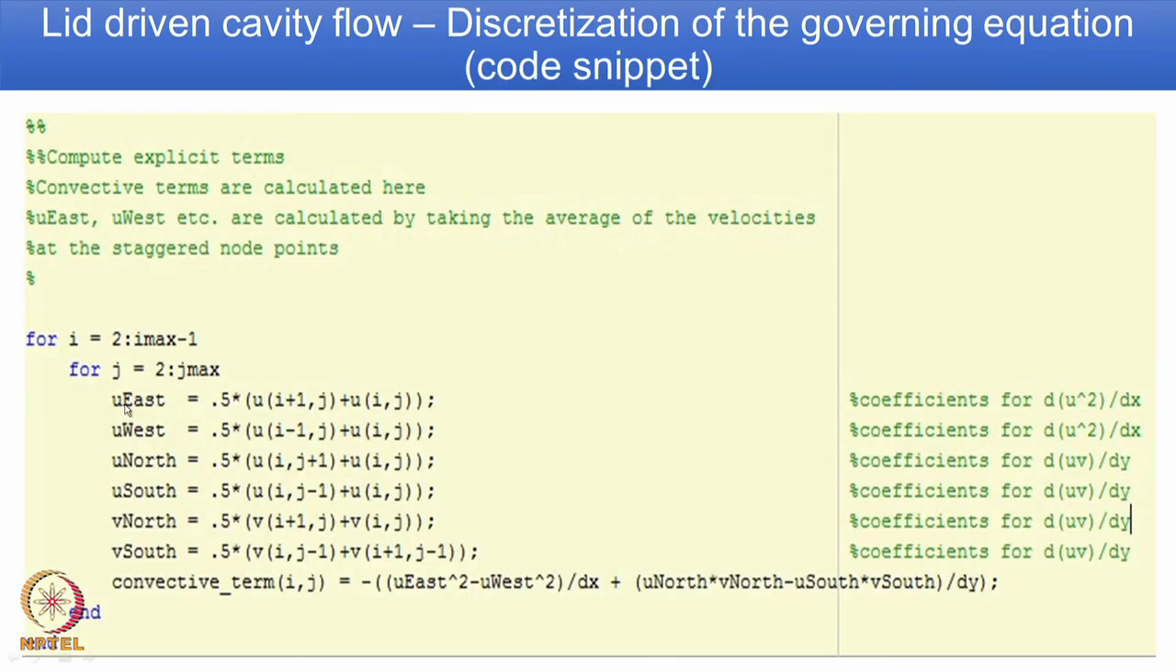The corresponding code snippet is given here. For i equal to 2 to i max minus 1, for j equal to 2 to j max, u at east, u at west, u at north, u at south, v at north and v at south, all are calculated. Once you calculate, then you write the convection term for i comma j as explained in the discretized equation, and it is shown here.